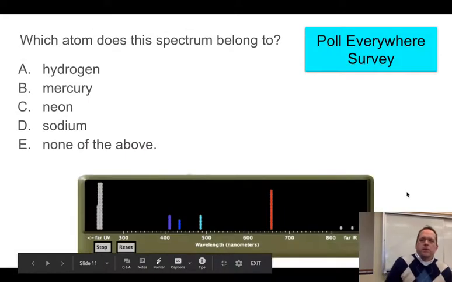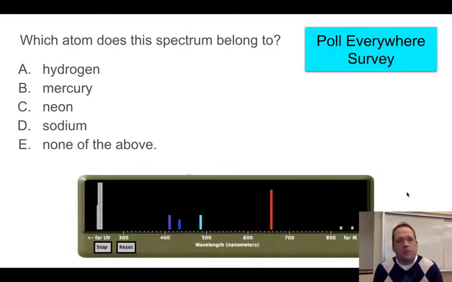So finally, a few more Poll Everywhere survey questions, and if you played around with the simulator, you should know the answers to these. If not, you can go back and click on that YouTube link and fast forward towards the end where I actually generate these particular spectra. But which atom does this spectrum belong to? So lots of ultraviolet, a few on the infrared side, and then a blue and a violet and sort of a teal and a red. Is that hydrogen, mercury, neon, sodium, or none of the above?